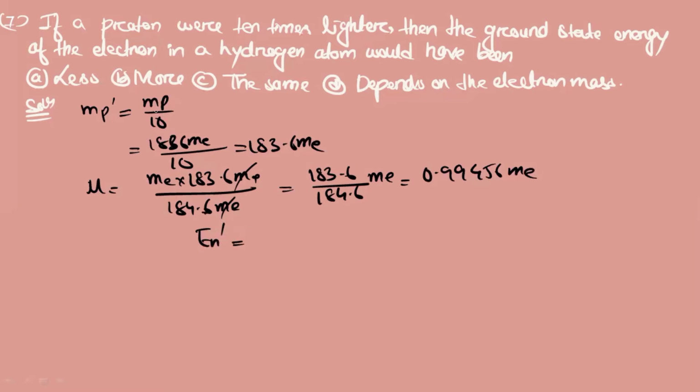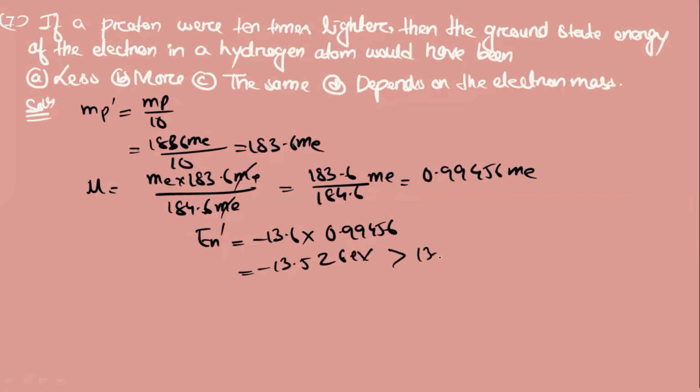So you can write the ground state energy, okay, when the proton is 10 times lighter, so it will be minus 13.6 into, directly you can write 0.99456. Okay, this is what you can write. So here if you see me and me is getting cancelled, so you're having this. So you can write it to be minus 13.526 electron volt. So when you see this is greater than 13.6, yes or no? So it will be more. And directly you can see in the formula you are multiplying the reduced mass mu. So it will be greater only. Okay. Clear?